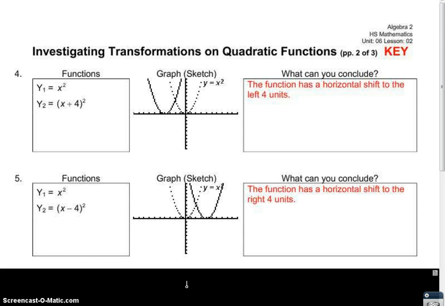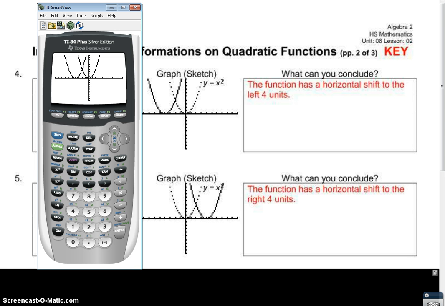So let's look at number 6. I have y1 is x squared and y2 is 2x squared. Let's plug that into the calculator. So if I go back to y equals, I'm going to type in 2x squared. So when I hit graph, what do you think happened in problem number 6? Y'all should have noticed that it got a little bit wider. Or excuse me, it got a little bit narrower.